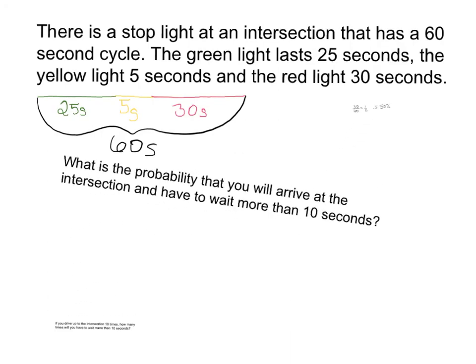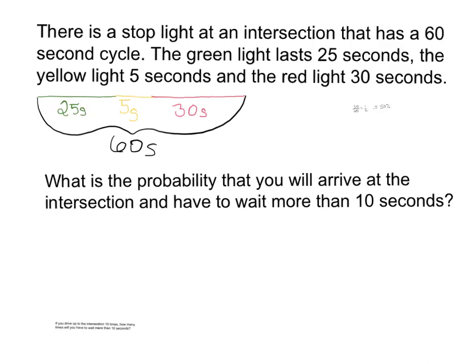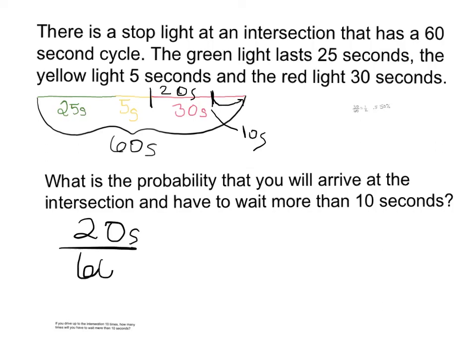Let's look at another scenario. What's the probability that you will arrive at an intersection and have to wait more than 10 seconds? Well, that is represented by the 20-second interval within the 30 seconds, because this is when you would have to wait more than 10 seconds. After this 10-second mark right here, you're good to go. You can wait for 10 seconds and go on your way. Everything else is less than 10 seconds from here to the end. And so this is represented by 20 seconds divided by 60 seconds, which will give you 1/3.